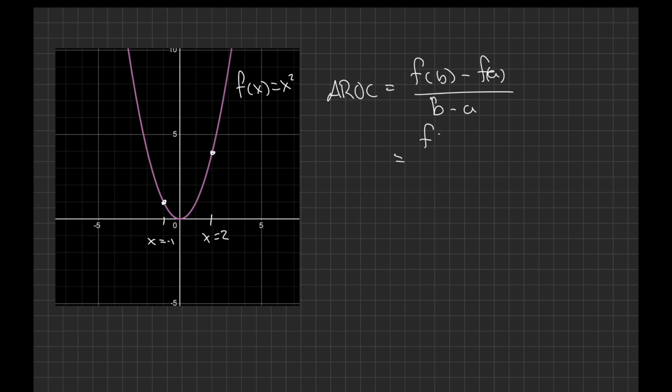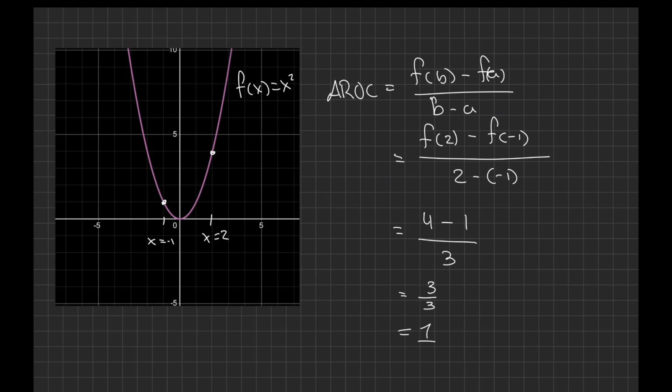For that, we have f of 2 minus f of negative 1 over 2 minus negative 1, which gives us 4 minus 1 over 3. That gives us 3 over 3, which is an average rate of change of 1. We can draw that in there, and we can see this is pretty bang on. That is, in fact, an average rate of change of 1.